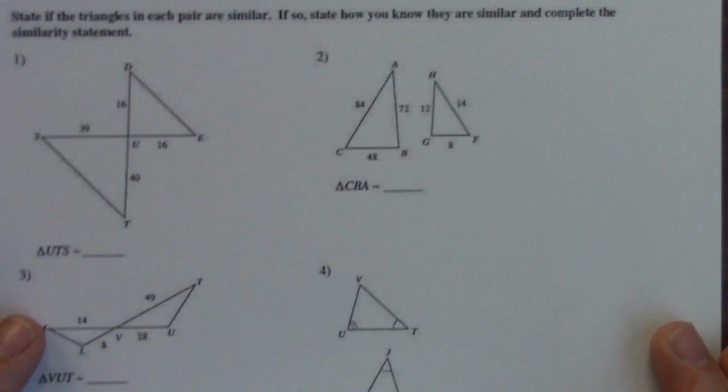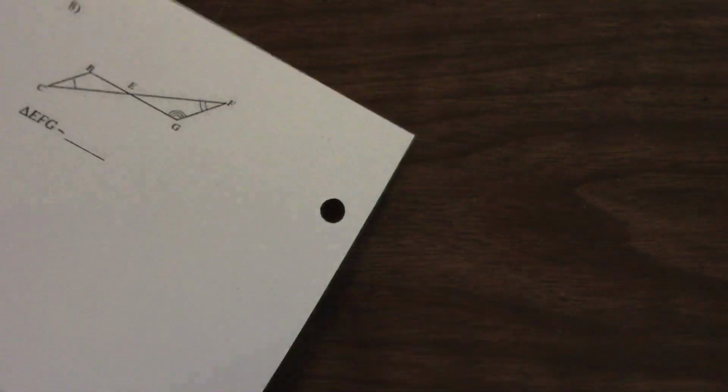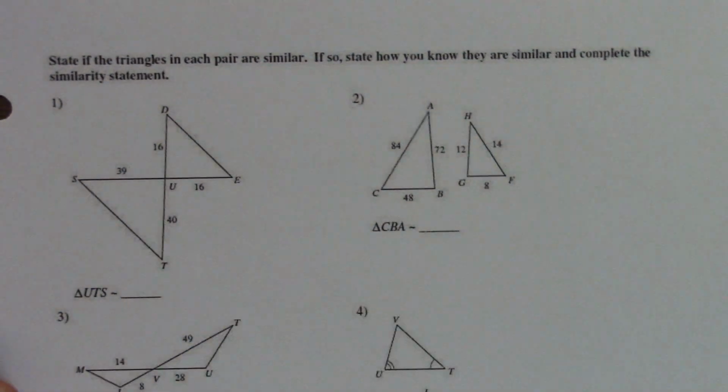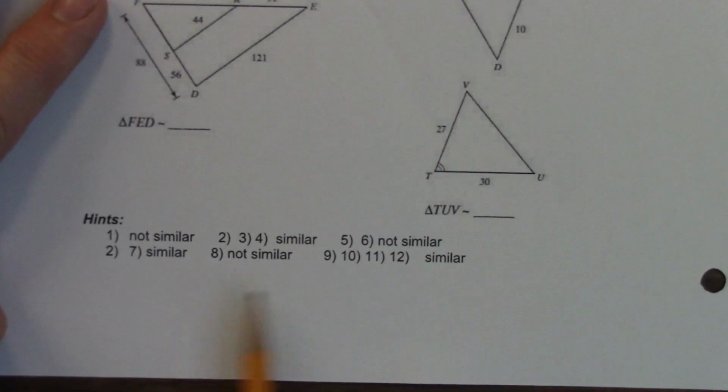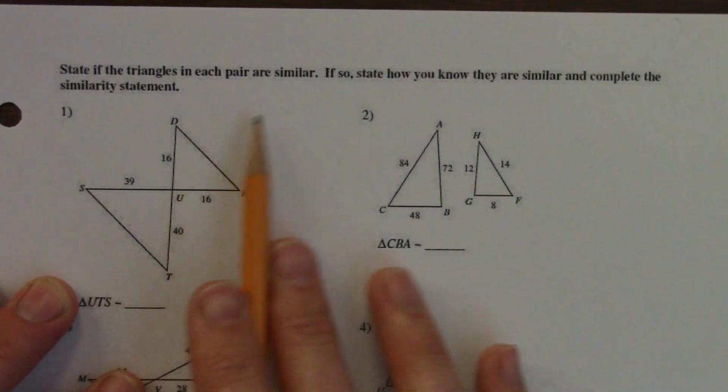Alright, we've got 2 more pages of examples. Let's do it. So it says, state if the triangles in each pair are similar. If so, state how you know they are similar. Actually, what I'll do, I'll do the first page. You have the answers here, and the second page we'll decide what we're going to use, and I'll let you guys do that for homework to figure out what is equal. Actually, we'll do that for all of them. Okay. So state if the triangles in each pair are similar.